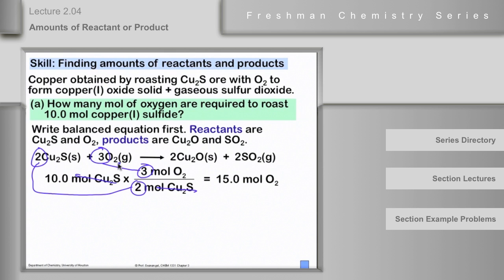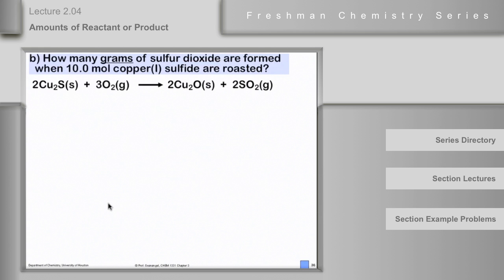Now we could easily ask questions about, instead of giving you the number of moles of copper 1 sulfide, we could give you the mass. And then you'd have to do a mass-to-mole conversion and then the mole-to-mole conversion. Okay? So, let's see it. How many grams of sulfur dioxide are formed when 10 moles of copper 1 sulfide are roasted?